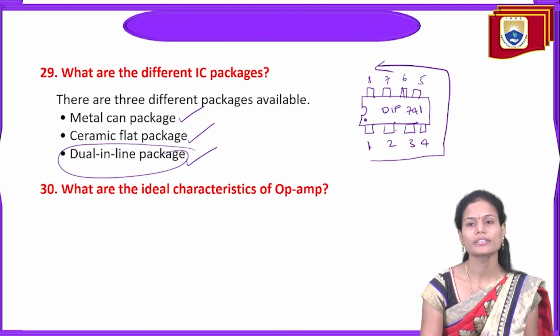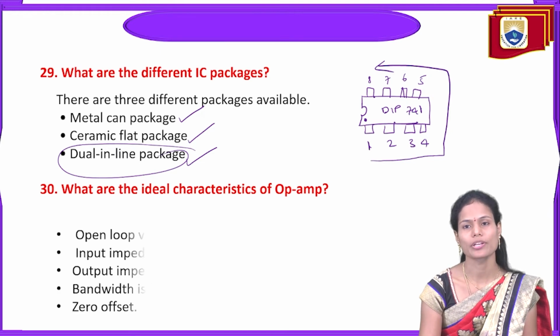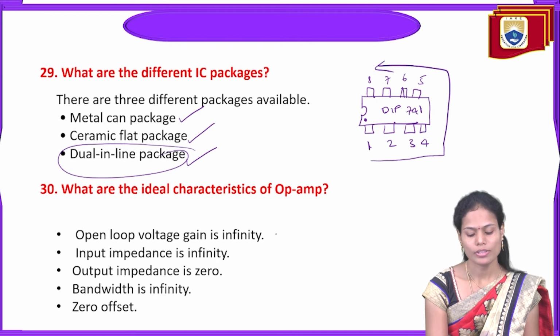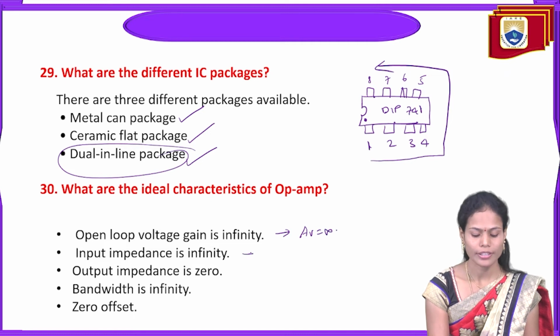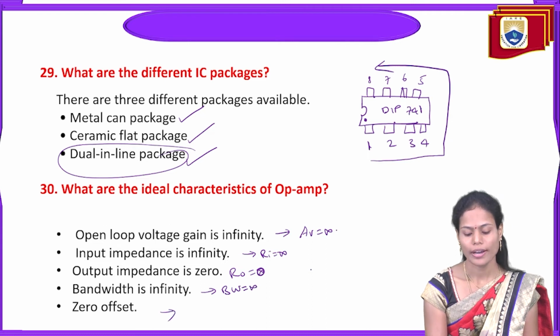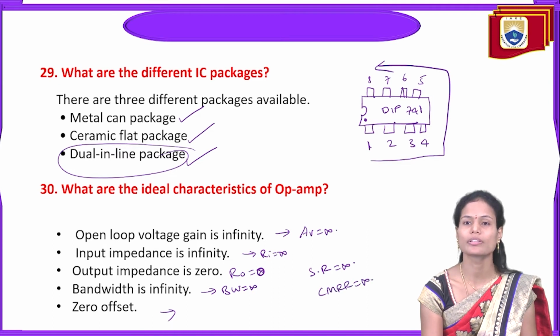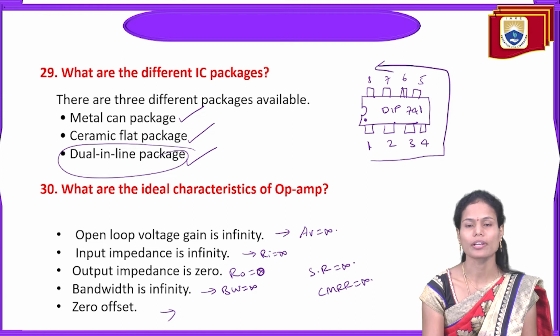And next, what are the ideal characteristics of an operational amplifier? So the ideal characteristics of the operational amplifier are: voltage gain is infinity, input impedance is infinity, output impedance is 0, bandwidth is also infinity, offset is 0, the slew rate is also infinity, and common mode rejection ratio is also infinity in the case of an ideal operational amplifier.